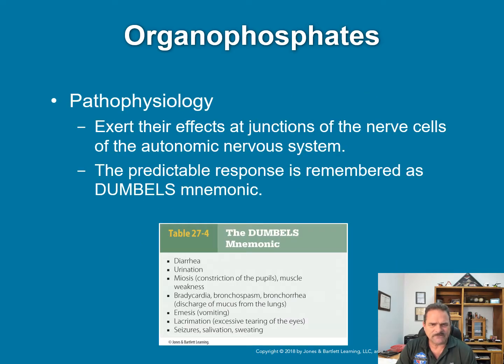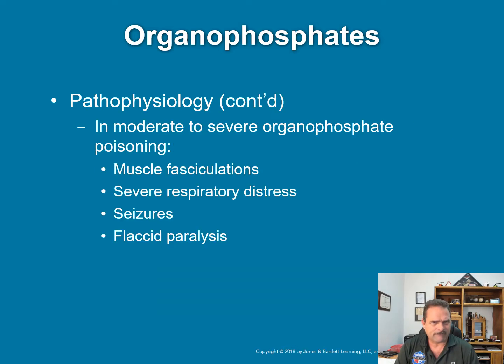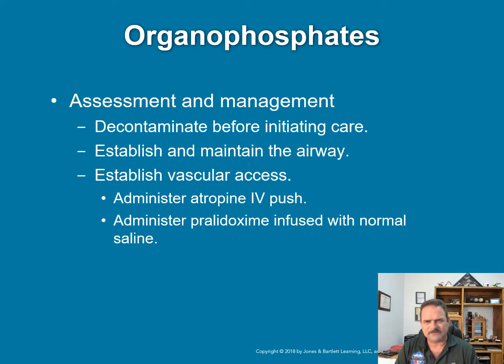Pathophysiology: the DUMBELS mnemonic: diarrhea, urination, miosis, bradycardia, emesis, lacrimation, and seizures. Also, you have SLUDGE as well: salivation, lacrimation, urination, defecation, and emesis. DUMBELS is a little bit more extensive, but SLUDGE works also, so whichever you choose. In moderate to severe organophosphate poisonings, you see muscle fasciculation, severe respiratory distress, seizures, and also flaccid paralysis as well.